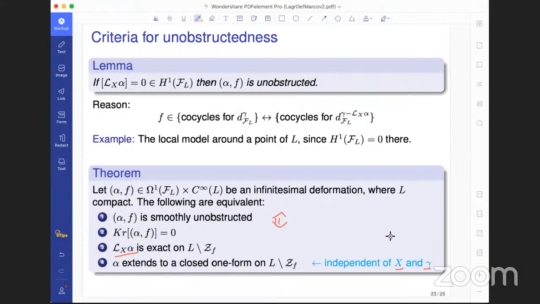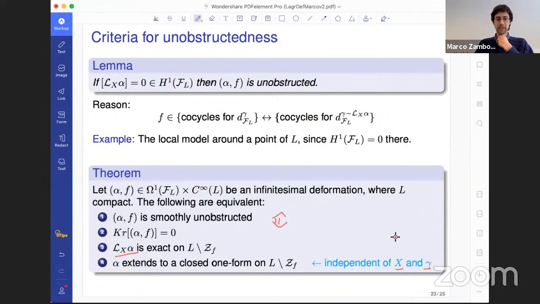Marco. Yes. I have a follow-up question. So here, how do you show that alpha f is unobstructed? Do you construct the deformation explicitly, or what's the way of doing it? Let me take a second. I should know this. Yes. You construct it explicitly.